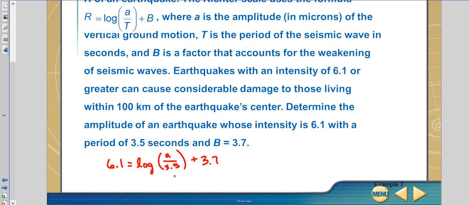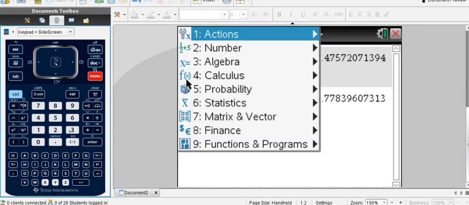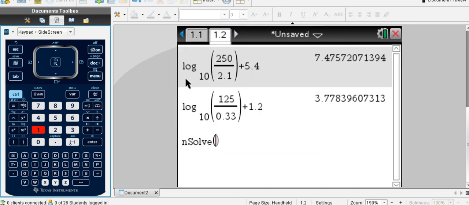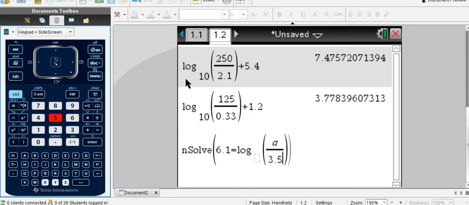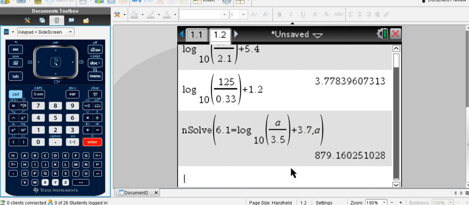Logarithms only have one answer, so you could solve this, or you could graph it with this as an x and see where these two intersect. I'm going to do a numerical solve right here. So you press Menu, 3.1, Menu, Algebra, Numerical Solve, and I'll type this in. 6.1 would equal the logarithm, and we know this is base 10, but I'm going to skip it, of, Control-divide, we are looking for an amplitude here over 3.5, and then we have plus 3.7, and we want to solve all this for A. So that's how you do a numerical solve in the calculator.